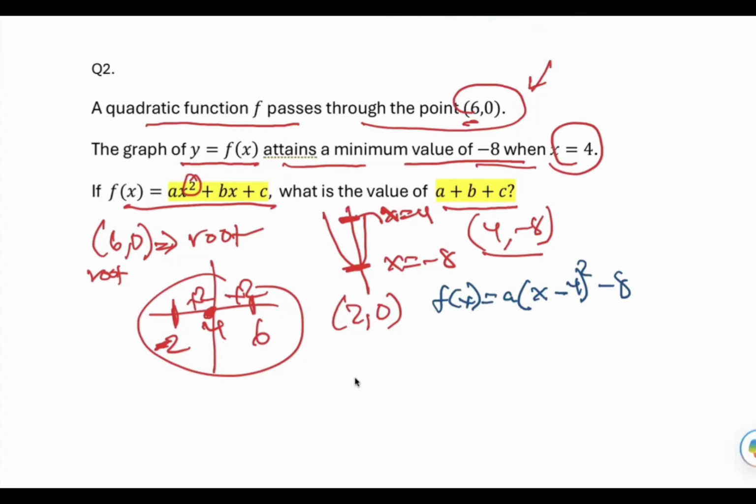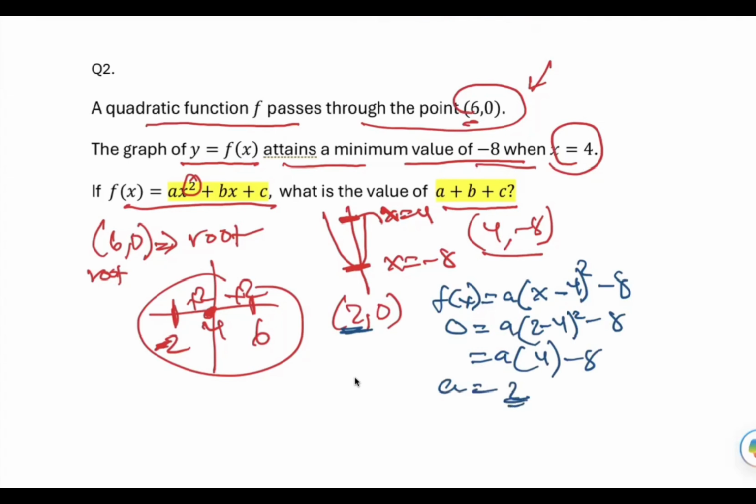You need a. If you need a, pick any of the roots. If we put this here, we can use it to find a. f(2) means this is 0, right? I put (2 - 4)^2 - 8, right? So a times 4 minus 8 is 0. Therefore, a is 2, right? And then you can just put it in the equation.